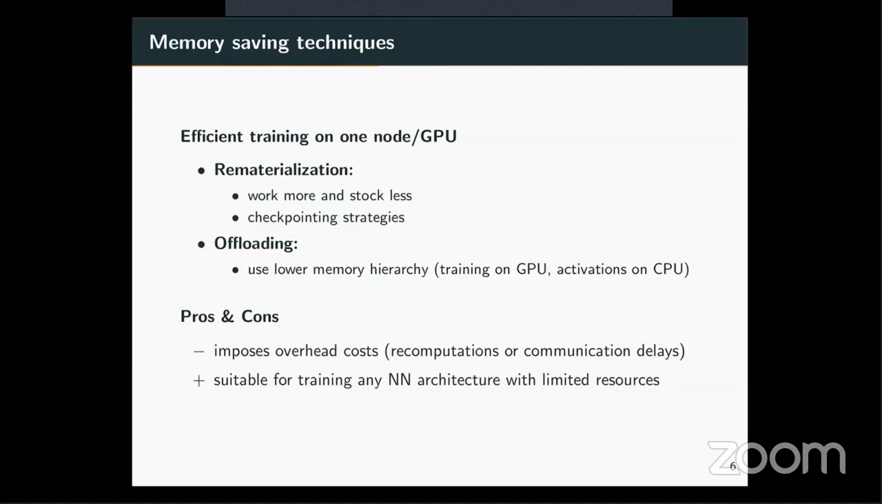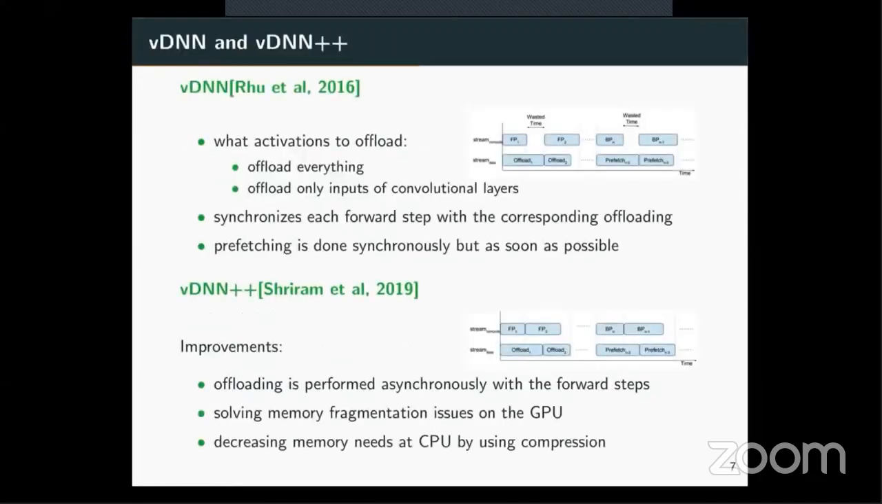There are two popular ways to do it. The first one stores fewer activations but requires recomputation of the absent values from the stored ones when needed. The other one suggests offloading activations from the GPU memory to the CPU memory during the forward propagation and then prefetching them during the backward propagation. These two methods, like the previous ones, induce some overhead costs. Nevertheless, they are interesting as they are suitable for training any neural network architecture with limited resources, and even with only one GPU. In our work, we focus on the offloading approach.